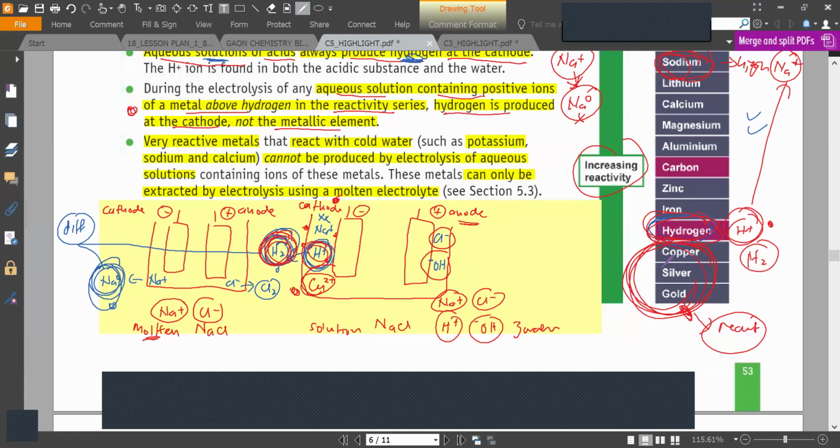So that's why a very reactive metal cannot be produced by electrolysis of aqueous solution. They can only be extracted by electrolysis using molten electrolyte. Like what I mentioned here, aluminium must use electrolysis, because it's higher than hydrogen here. So if we put hydrogen and aluminium together, hydrogen will react. So we cannot get aluminium. Okay, so that's the concept here.